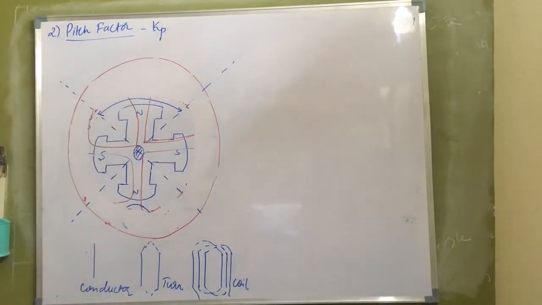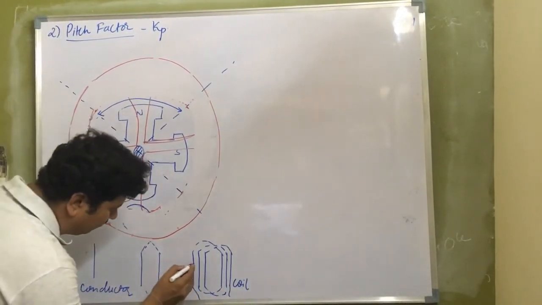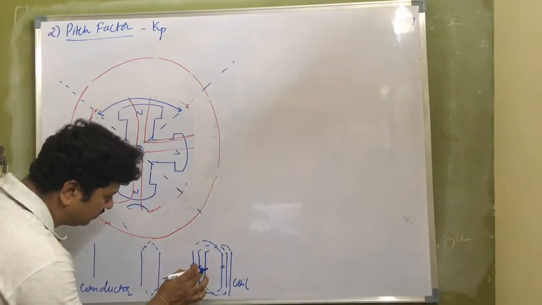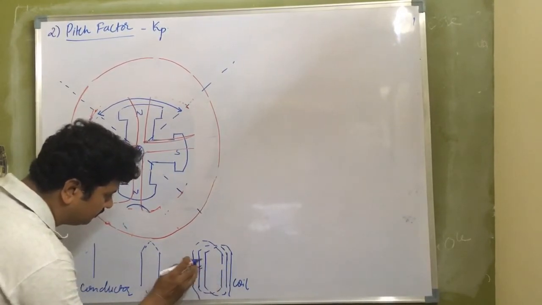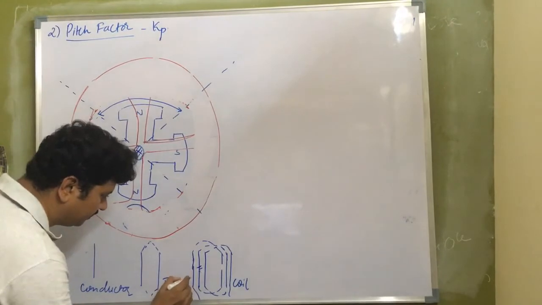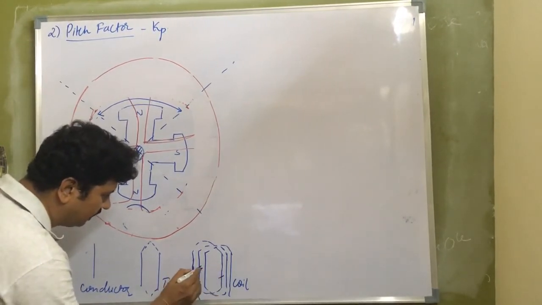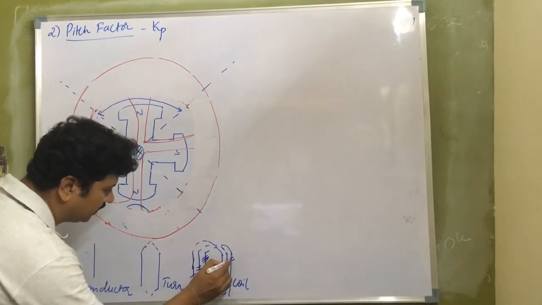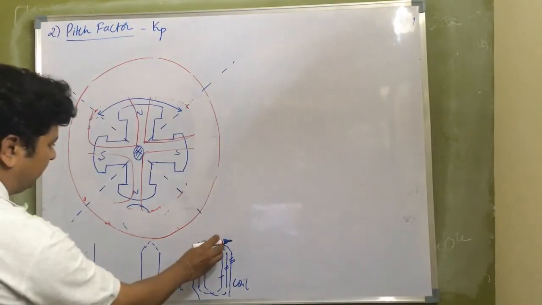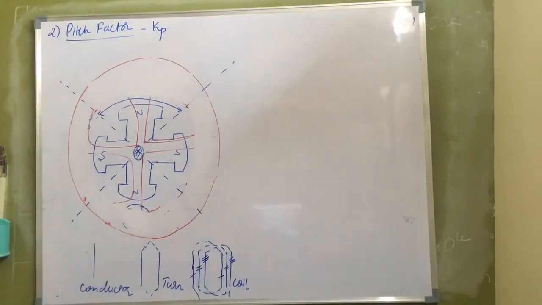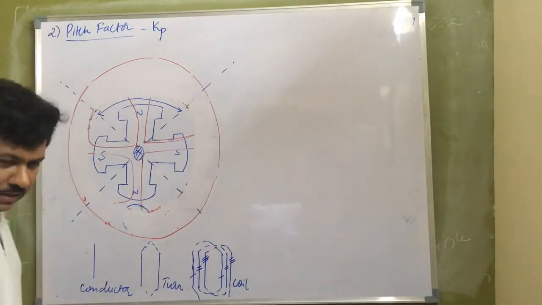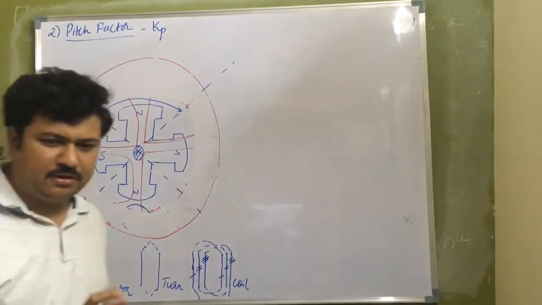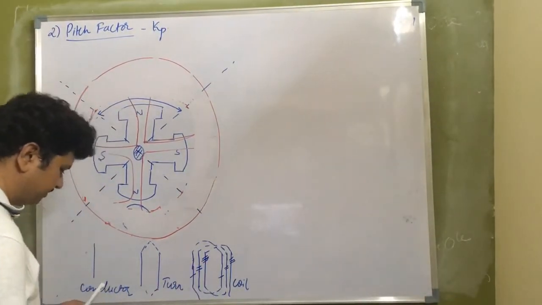If I have such number of turns, this is a coil. So the first conductor is connected to first conductor, second conductor is connected to second conductor, third conductor is connected to third conductor. So this may be the end connections. So this is called a coil. Now the distance between these two sides is called coil span. So these two are known as coil sides.